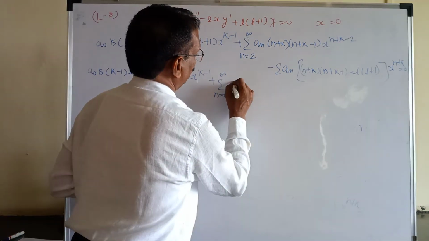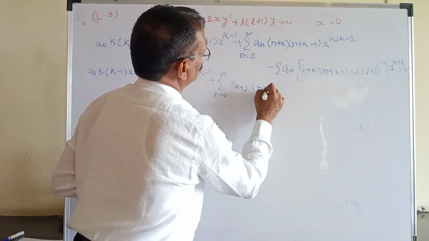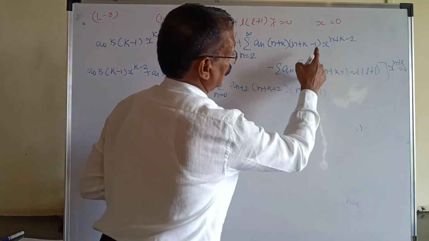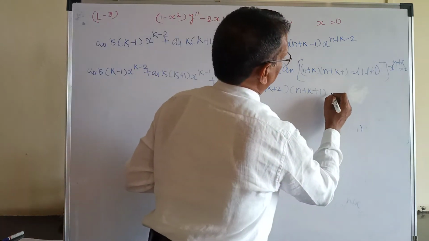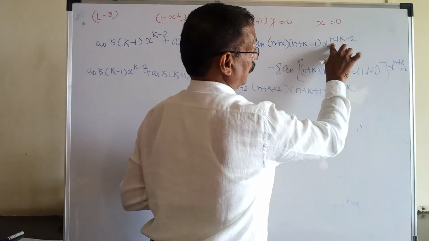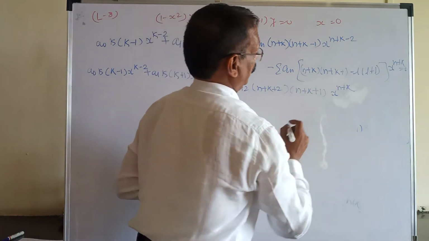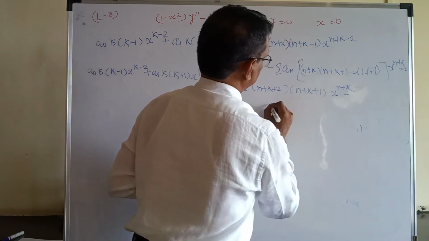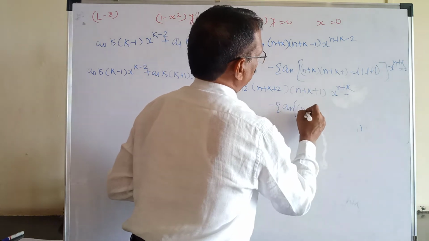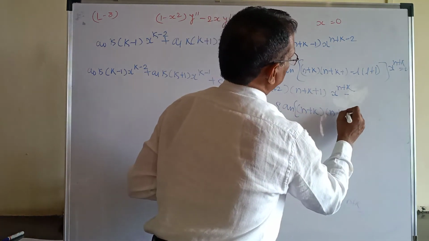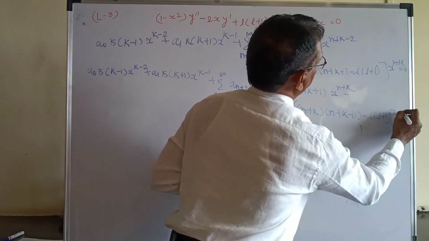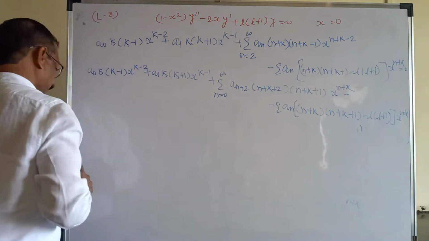So here we can write a n plus 2 into (n plus k plus 2) into (n plus k plus 1) minus 2 minus 1 plus 1 into x raised to n plus k, because n is replaced by n plus 2. So this 2 minus 2 gets cancelled, leaving n plus k. Then minus summation, this term is as it is: n into (n plus k) into (n plus k plus 1 minus l) into (n plus 1) into x raised to n plus k. So this is the equation.